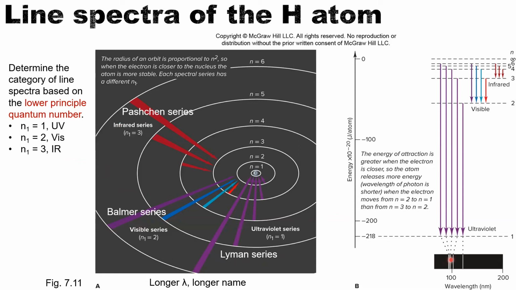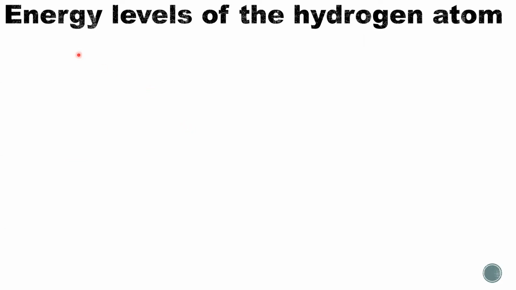So we mentioned a little bit about energy levels. Besides knowing the series of the light a hydrogen atom can emit, we can actually accurately identify and calculate exactly the wavelengths or the energy a hydrogen atom can emit. So let's talk about equations about energy levels of a hydrogen atom.